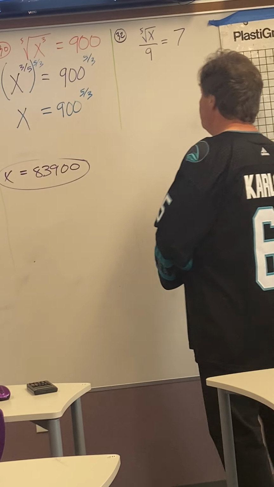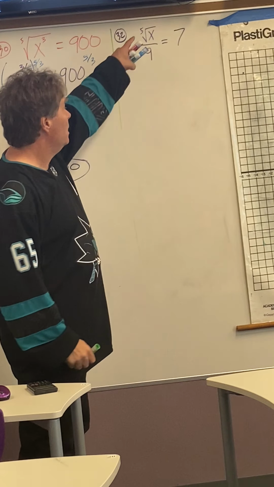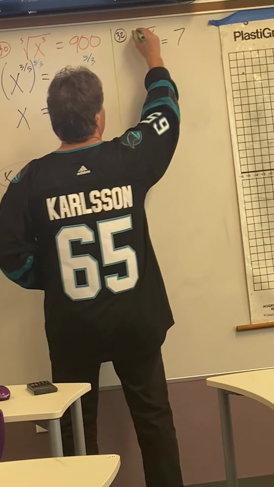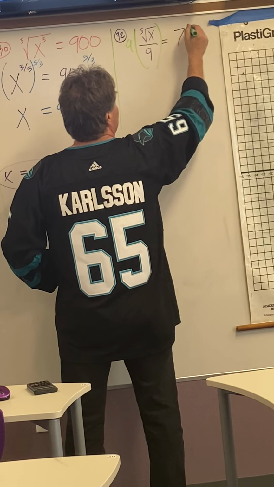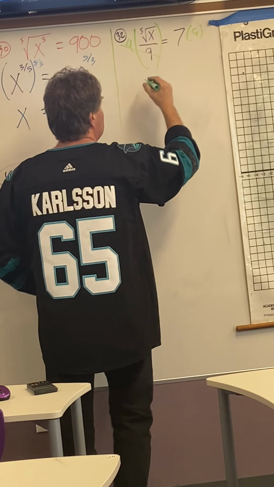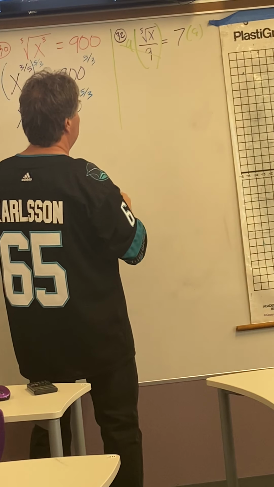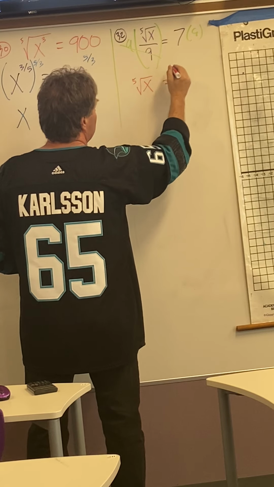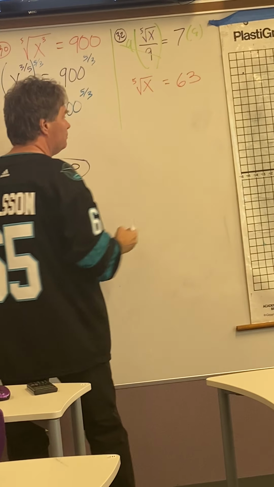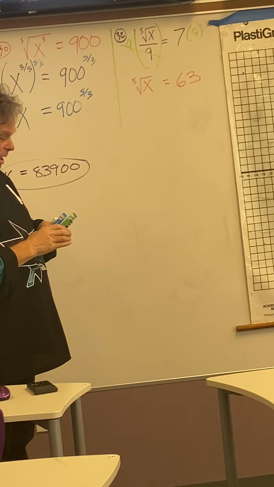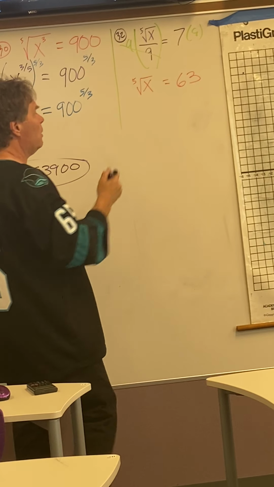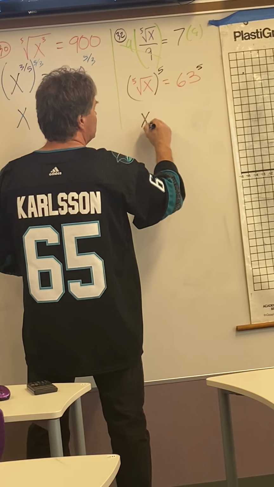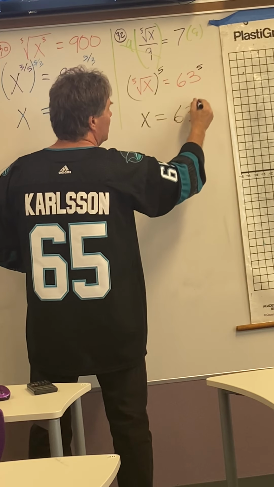So let's see, this guy, number 32. Again, this guy, the 5th root of x divided by 9 equals 7. I don't want divided by 9, so I'm going to times everything by 9, which cancels that. When I times by 9, I get 5th root of x equals 7 times 9 is 63. How do I get rid of a 5th root? How about if I raise to the 5th power? 5th power, so x equals 63 to the 5th power.